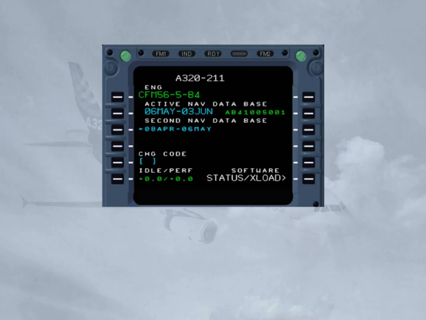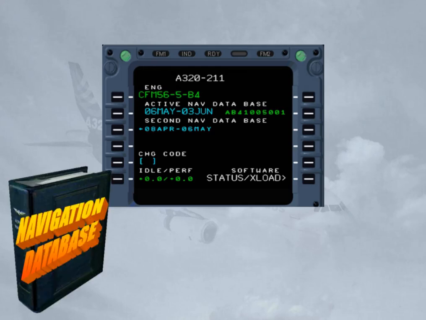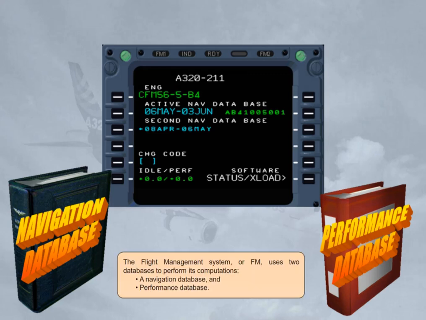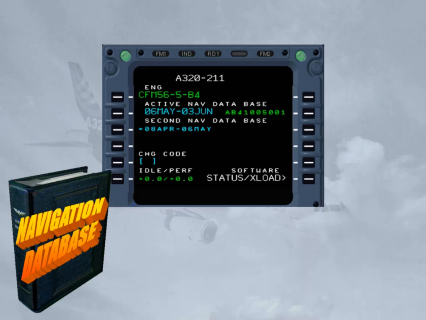The Flight Management System, or FM, uses two databases to perform its computations, a navigation database and a performance database. The Navigation Database, or NAV database, contains all the necessary information for the lateral flight plan, such as routes, airways, VORs, non-directional beacons, waypoints, and airports.